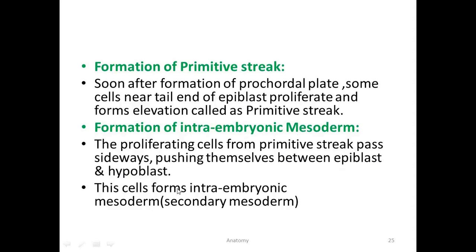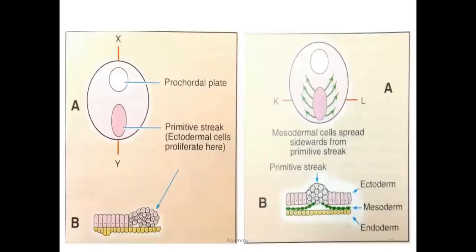These cells form the intraembryonic mesoderm. As it is formed the second time, it is called secondary mesoderm. The primary extraembryonic mesoderm we have seen in the previous lecture. So here you can refer to it as secondary mesoderm also, or you can simply say intraembryonic mesoderm because it is going within the embryonic disc.